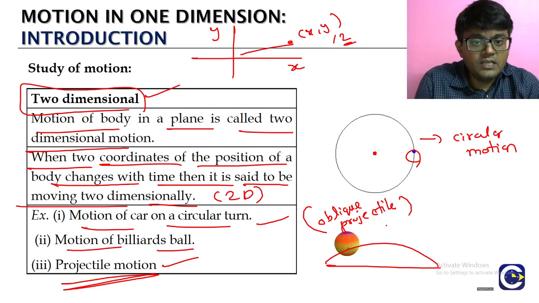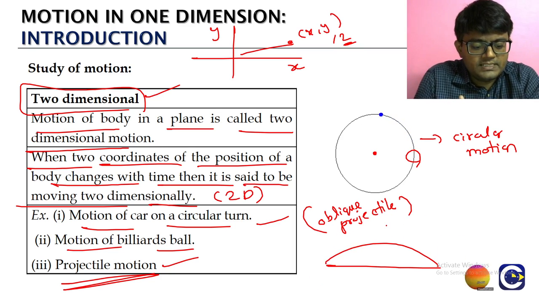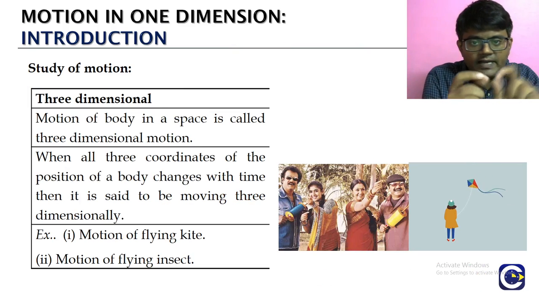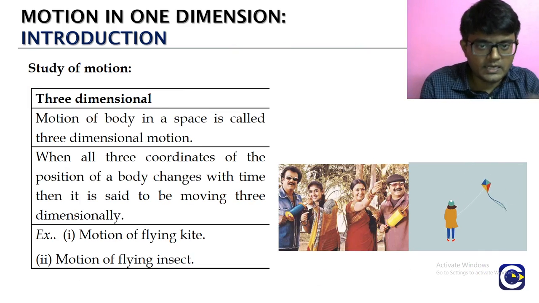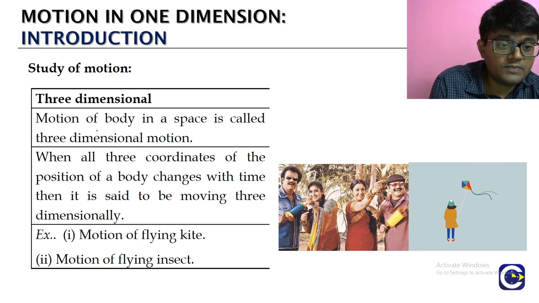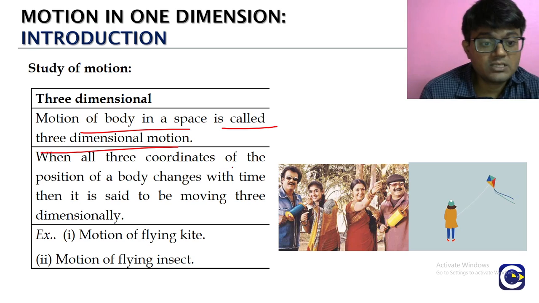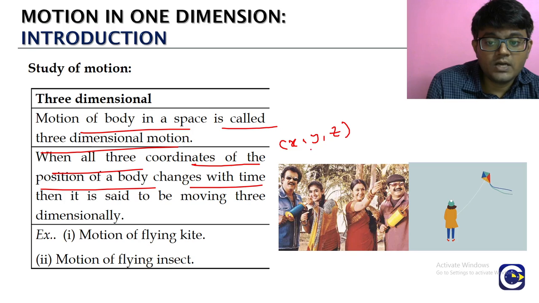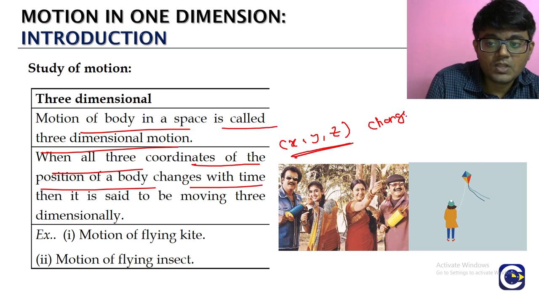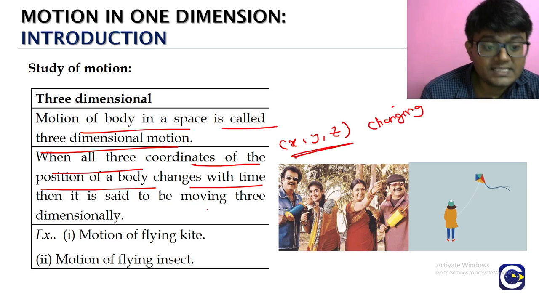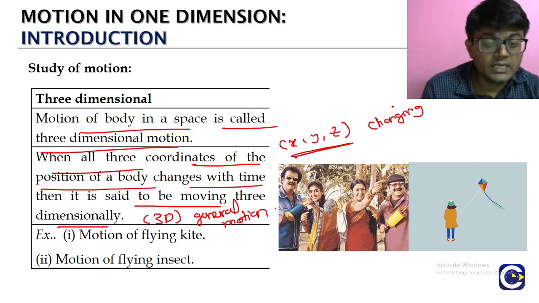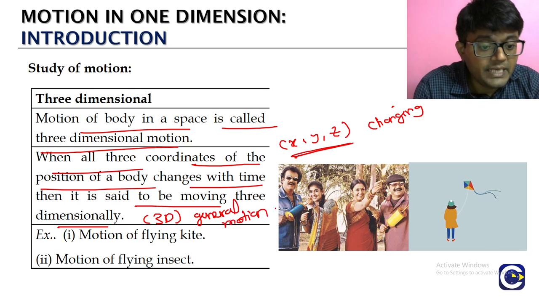Then we can also have motion of an object in space. Imagine you are sitting in a room and you see there is a fly going in the room. How does that house fly or mosquito go? It will travel in space. It means the motion of the body in space will be what? Three-dimensional motion. In that, all the three coordinates of the position, x coordinate, y coordinate, z coordinate, all of them will be changing. That is what we call three-dimensional motion. In short, we call it 3D motion. We can also call it general motion. General motion means we consider that all the three coordinates can be changing.